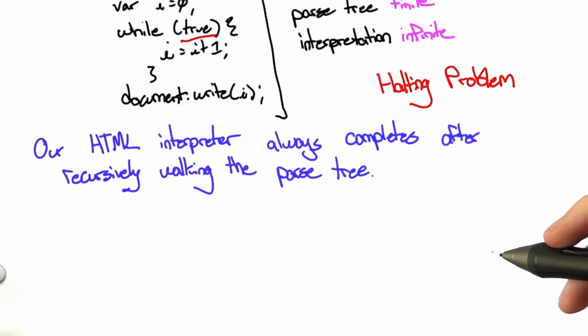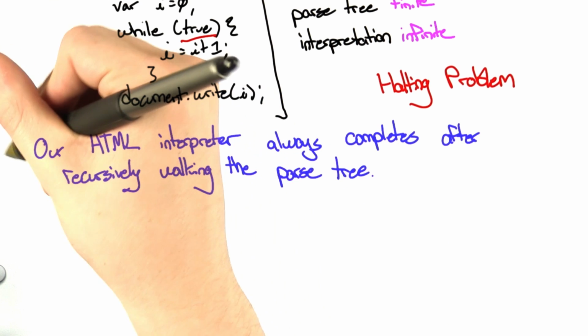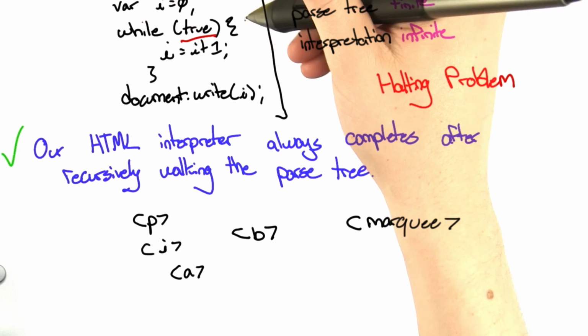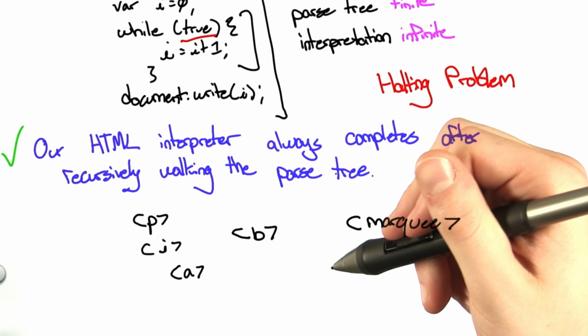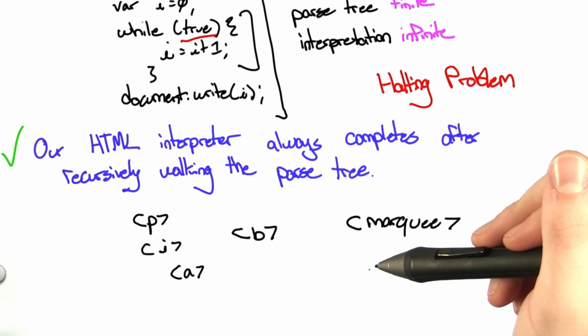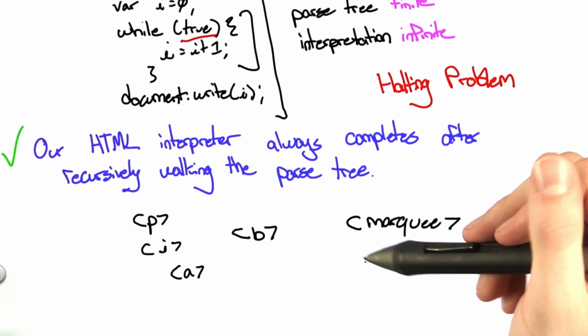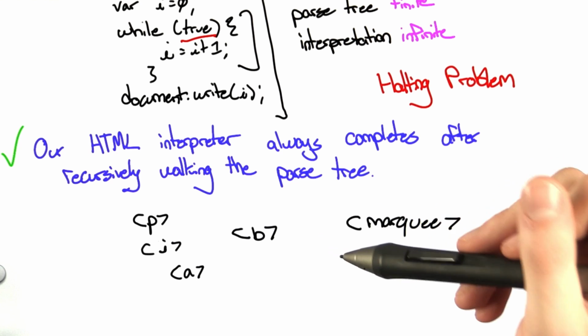The last statement states, our HTML interpreter always completes after recursively walking the parse tree. This is true, because no matter what tags we use, there's no notion of a loop like we have in JavaScript. There's no recursive calls that can cause the HTML interpretation to take an infinite amount of time. Interpreting the HTML is going to be a direct function of the number of elements we have in our parse tree.